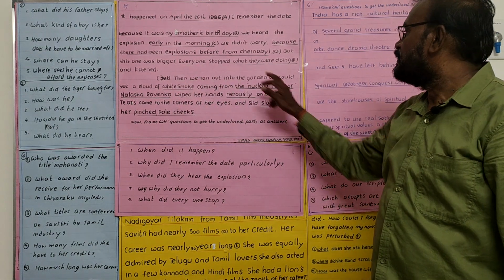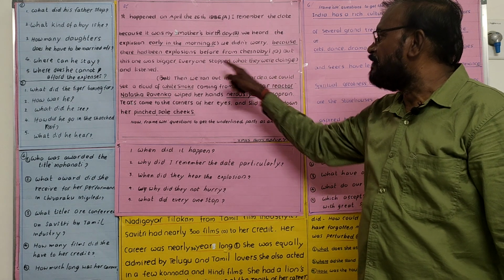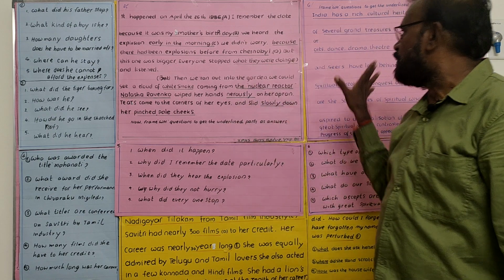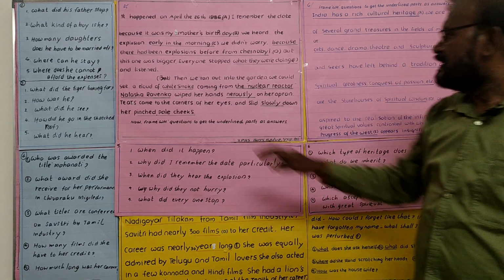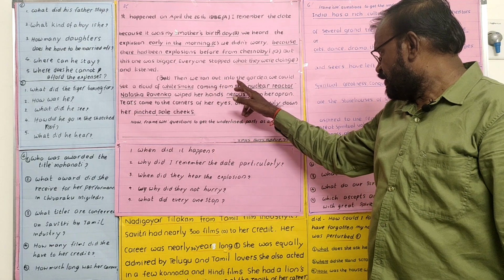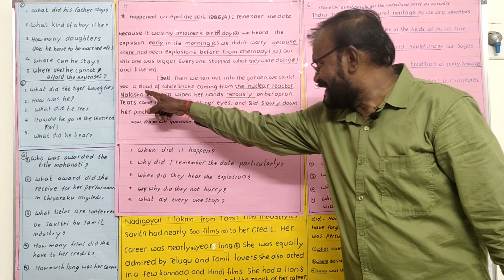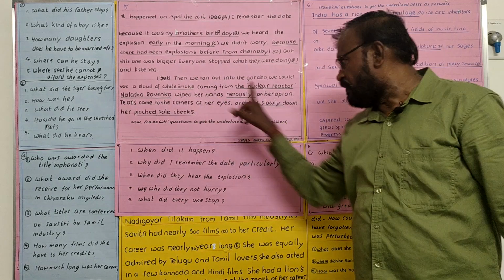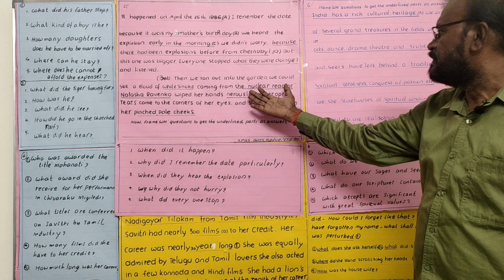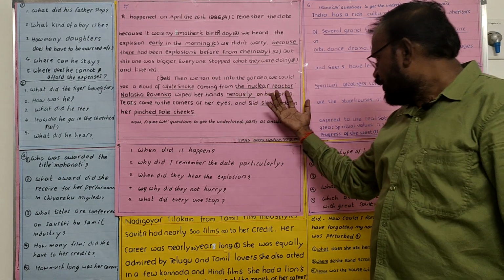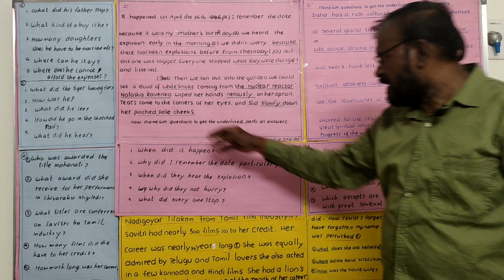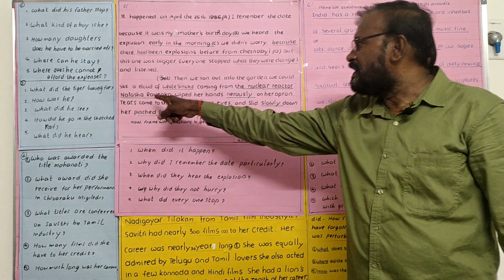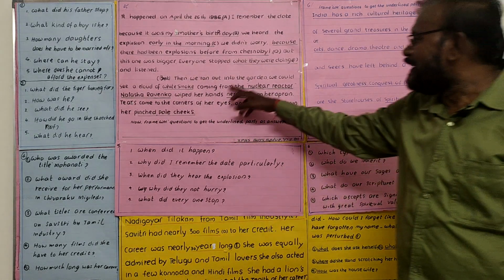Everyone stopped what they were doing. What did everyone stop? They stopped what they were doing. Then we ran into the garden. We could see a cloud of white smoke. What could we see? We could see a cloud of white smoke. From where? From the nuclear reactor. The name is mentioned. What is the name of the person mentioned? Natasha Levenko.